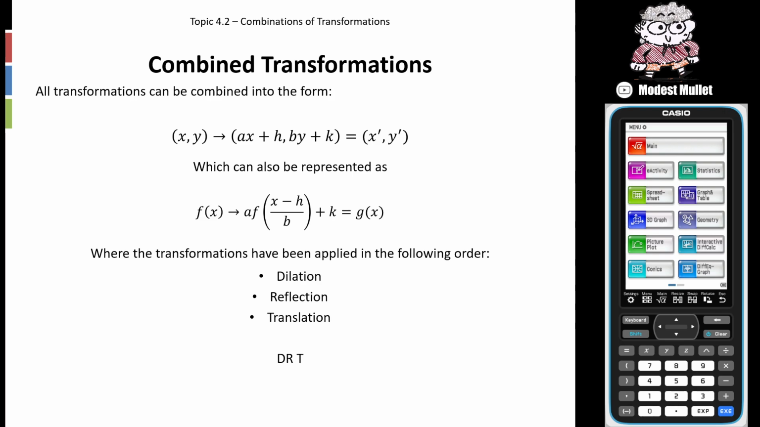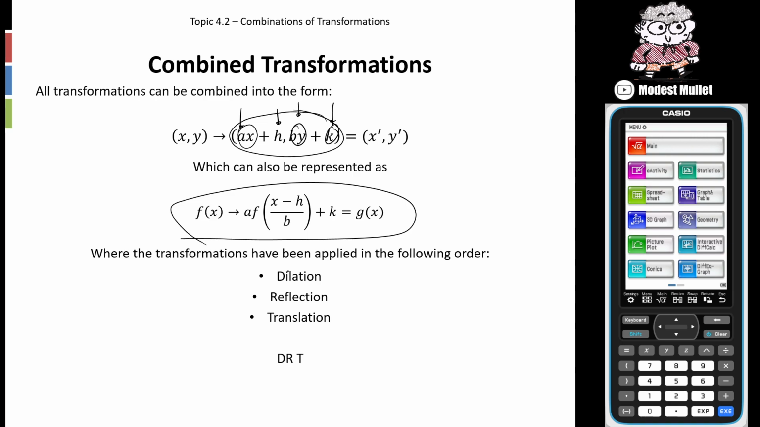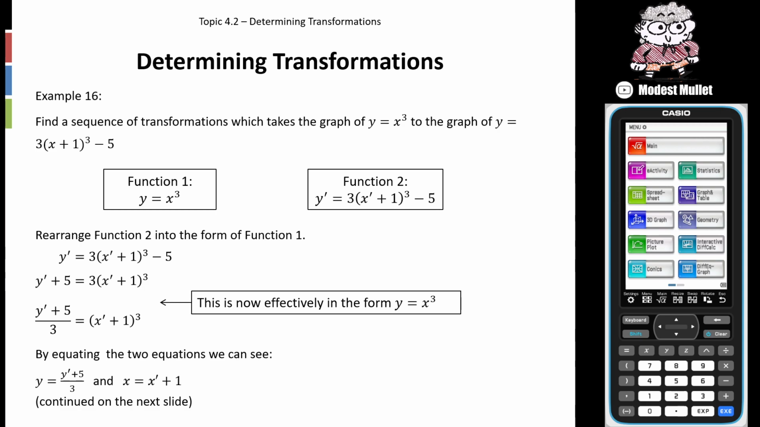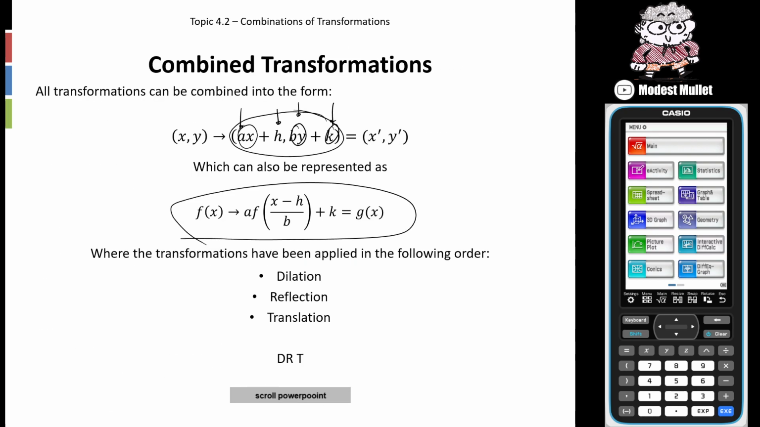Rightio. We're going to leave it there because that's a really long video. So in part 2 we'll look at applying all of them at once, which ends up with the full coordinate notation for dilation, reflection and translation, or the giant form of function notation. We will also look at determining, if you're given the original function and the final function, what the transformations are to get there, and that'll be covered in part 2.